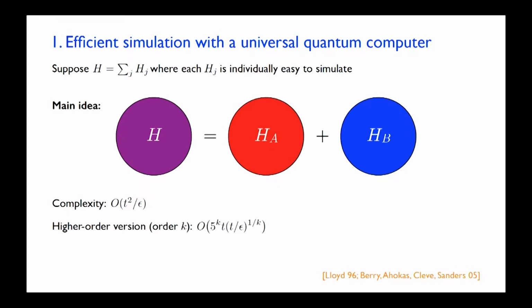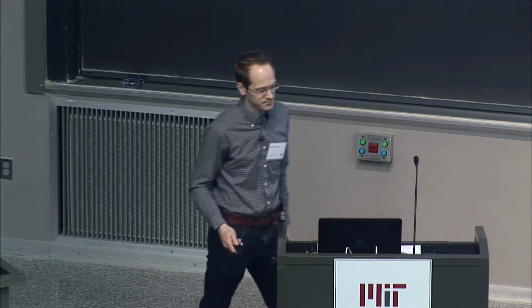So you can do better than this using this idea of higher order product formulas, where you have somehow a more sophisticated way of choosing how you go back and forth between the two terms. And doing this, you can get closer to an algorithm that has complexity which is linear in t, but with a prefactor that grows exponentially with the order of this formula that you use. So in practice, you actually can't get that close to linear in t. So we would like to understand, can we do better?